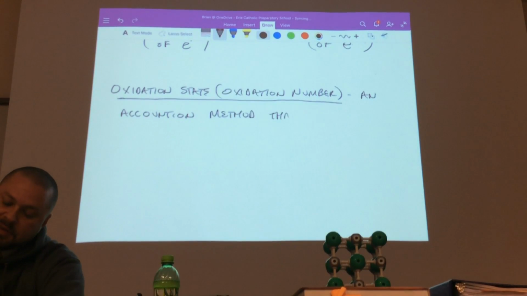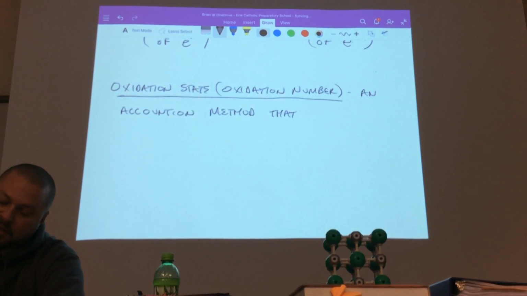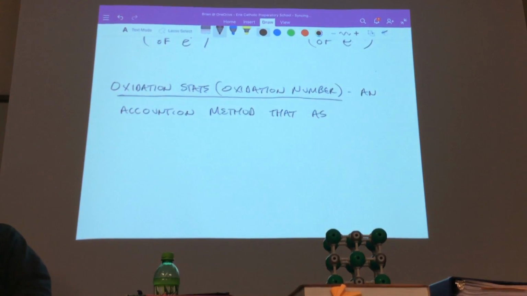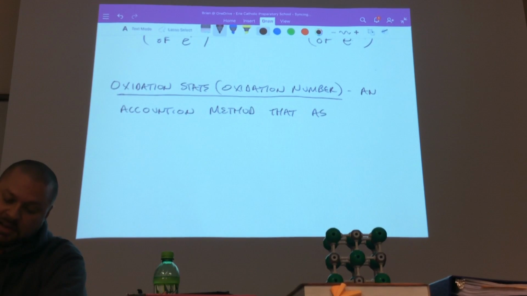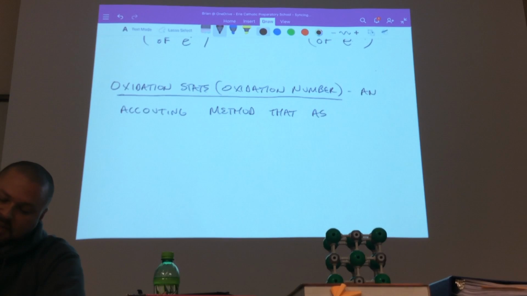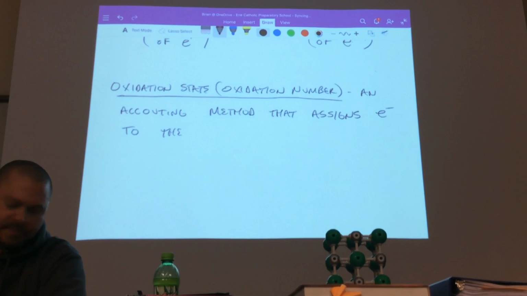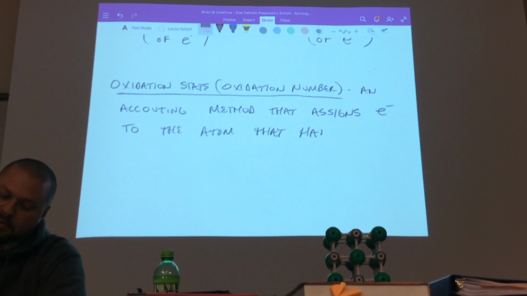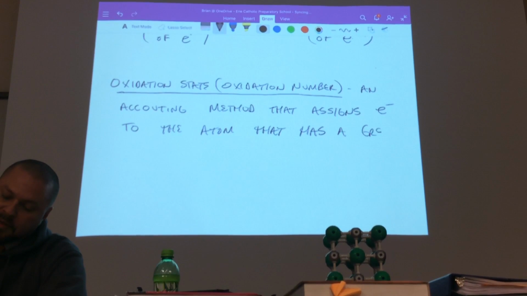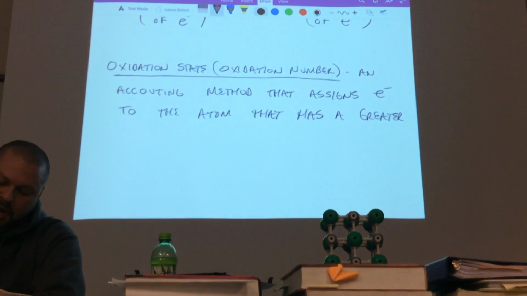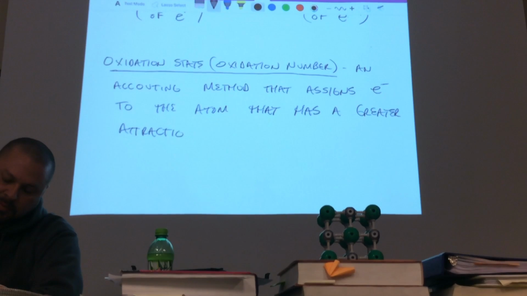An accounting method that assigns the electrons to the atom, or element, I'll just say atom, that has a greater attraction to the electrons.